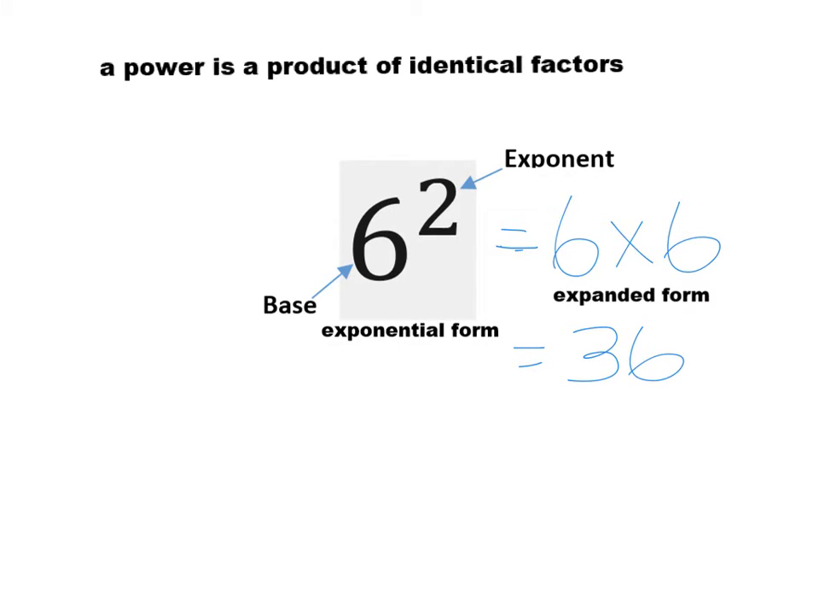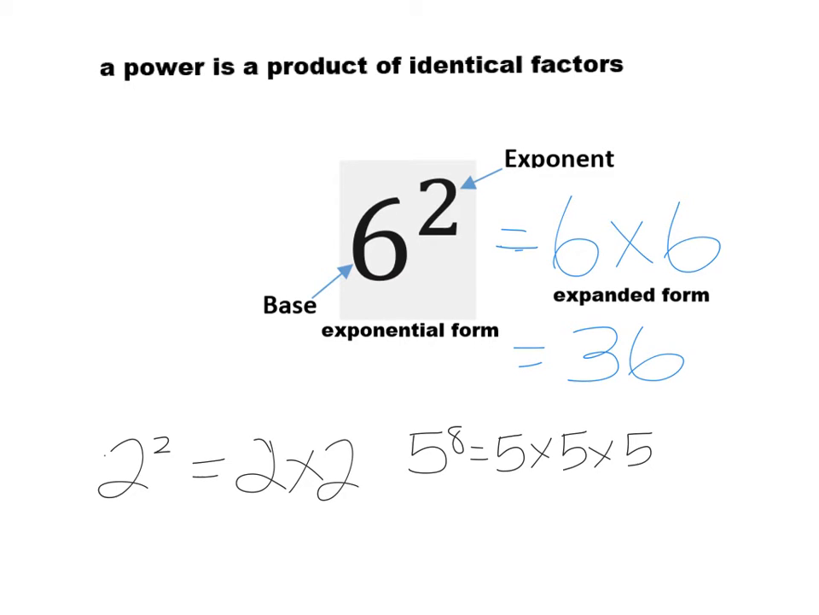Just to illustrate with a couple more examples, if I were to have, for example, 2 to the power of 2, and that is the exponential form, I could write it in the expanded form of 2 times 2. Or if I had 5 to the power of 8, I could write that in expanded form as 5 times 5 times 5 times 5 times 5 times 5 times 5, and one more times 5.